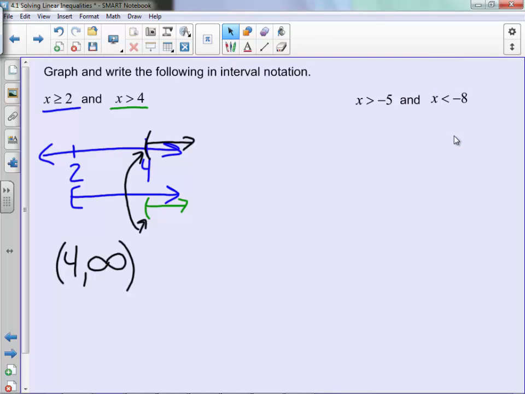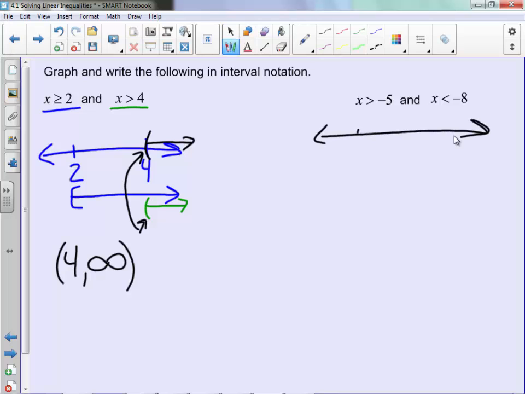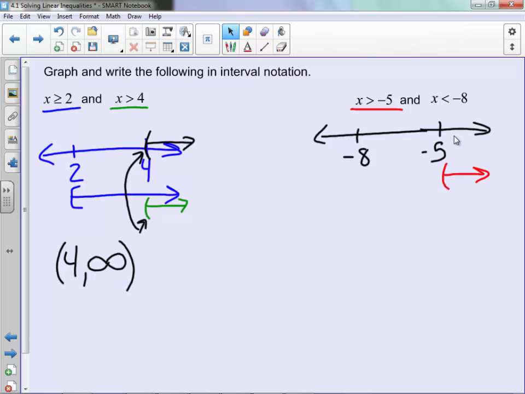Same idea once again. So let's draw our number line. We know we're going to have -8 and -5. Let's just take it piece by piece. X is greater than -5. So that's going to be going to our right. We also have less than -8.